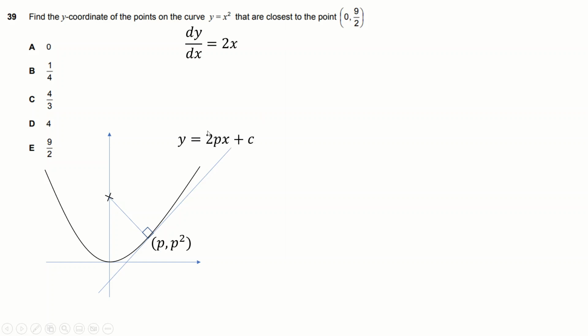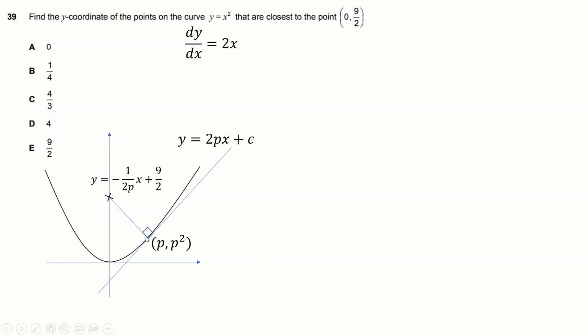So the gradient of this line here that is tangent at this point is m equals 2p, because the gradient of the curve is 2x. You substitute in p to get 2p, and that's the gradient there. Now, that's useful because this is at 90 degrees, so the gradient of this is minus 1 over 2p. And of course, I already know the y-intercept, that's 9 over 2. So that's quite helpful.